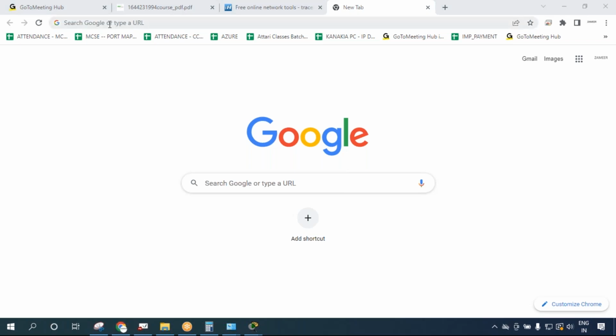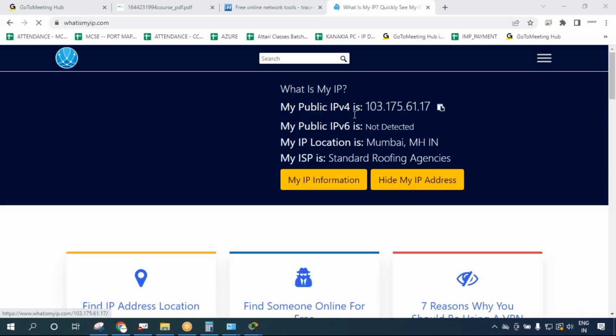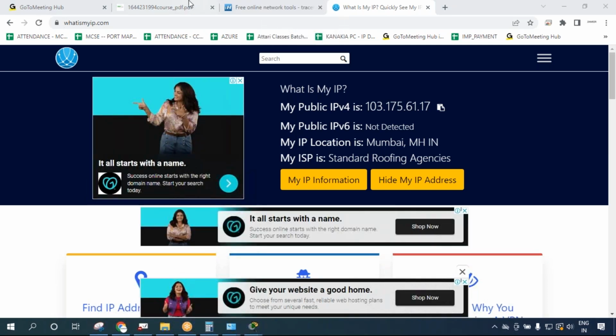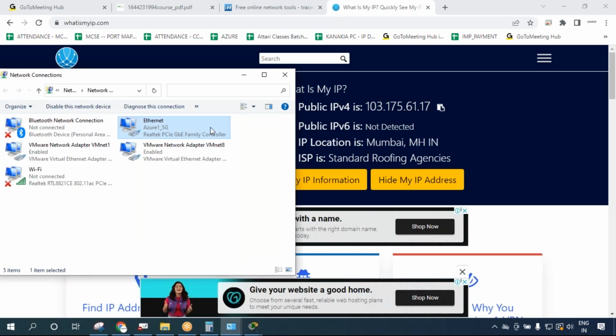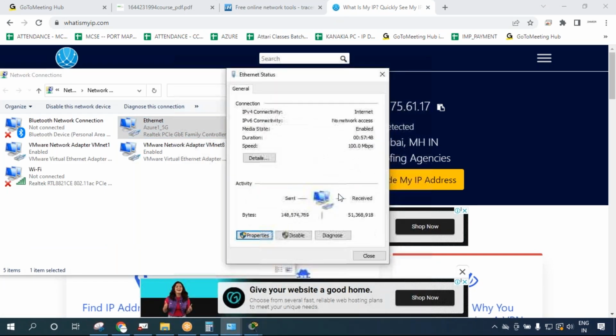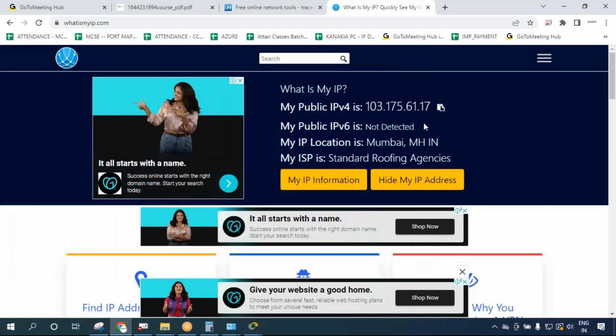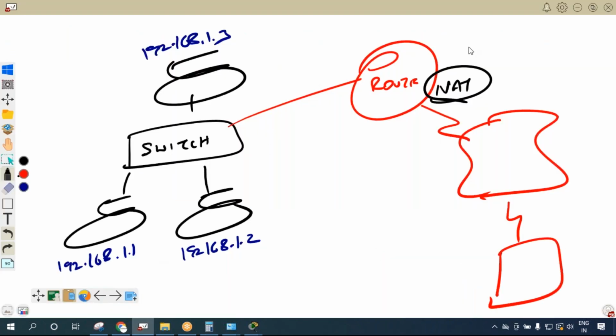So even you can see your public IP address. If you type in Google, what is my public IP, you will see your public IP. So even though my private IP address here is 192.168.0.180, Google says no, your IP is 103.175.61.17. How is it done? Because on the internet a private IP address range is not allowed. So a NAT concept was introduced.